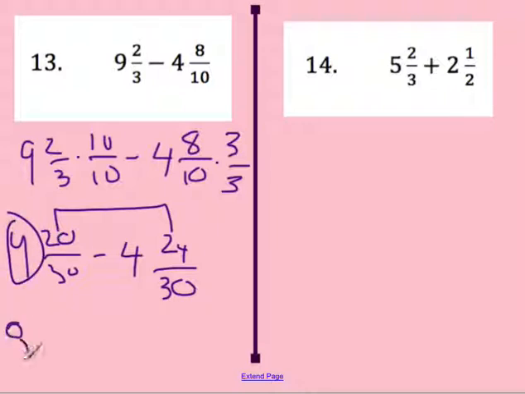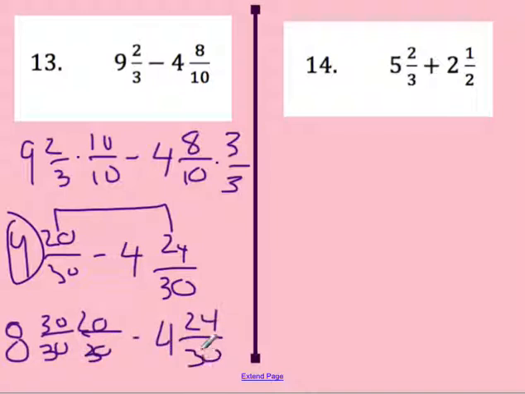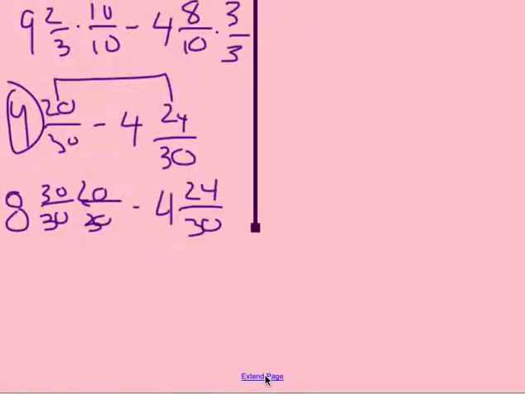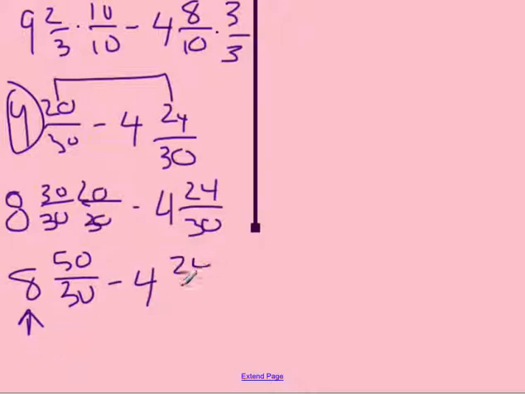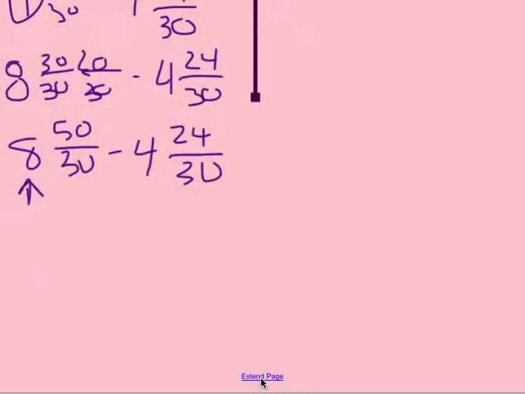So what I'm going to do is write 8. And I'm going to add in a 30 over 30 here to my 20 over 30, and then minus 4. So all I did was take out one whole, which is 30 over 30. So this guy right here is going to become 50 over 30. Notice that I dropped this down to 8 when I took out that whole. Minus 4, 24 30ths. So now I can go ahead and subtract. 8 minus 4 is going to give us 4. 50 minus 24 is going to give us 26 over 30.